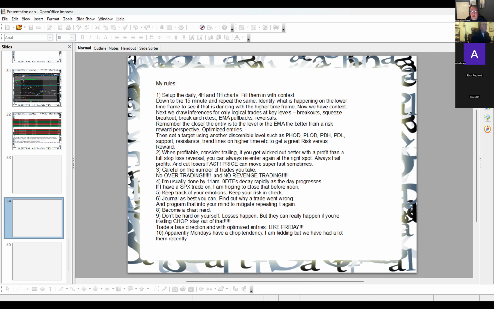Okay. Now, when profitable, I'm kind of repeating myself here, but when profitable, you want to consider trailing. And if you get wicked out, then it's better to get wicked out with a profit than a full stop loss reversal. That happened to me today. I got displaced on one trade, and I was like, am I going to leave it or not? And boom, boom, got stopped out.